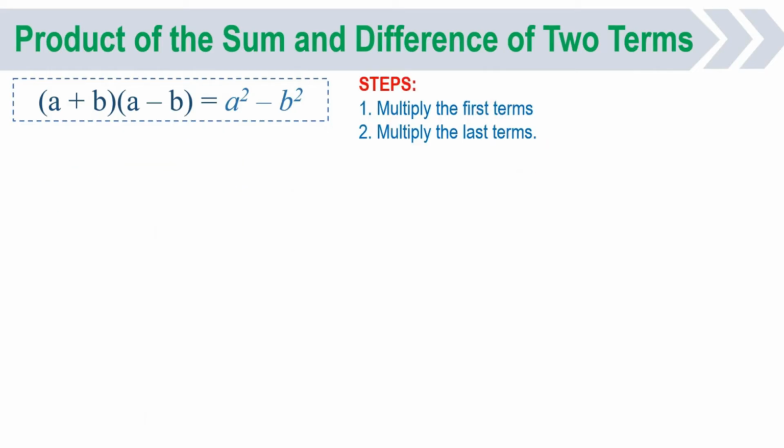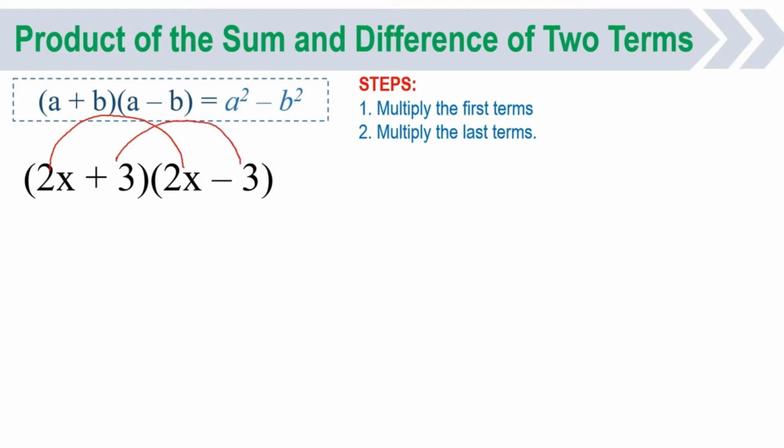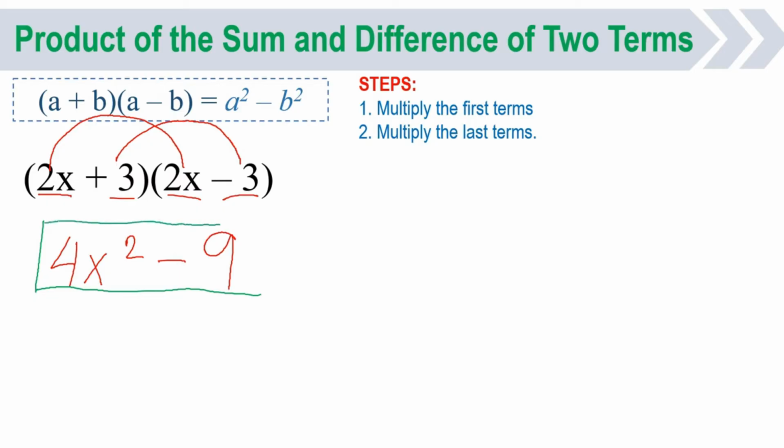Let us try this with some examples. We have here 2x plus 3 times 2x minus 3, sum and difference. To apply these steps, we just have to multiply the first terms, which are 2x times 2x, and the last terms, which are 3 times negative 3. Let's start with the first terms. 2x times 2x, you will have 4x squared. Then 3 times negative 3, you will have negative 9. So the answer is 4x squared minus 9.